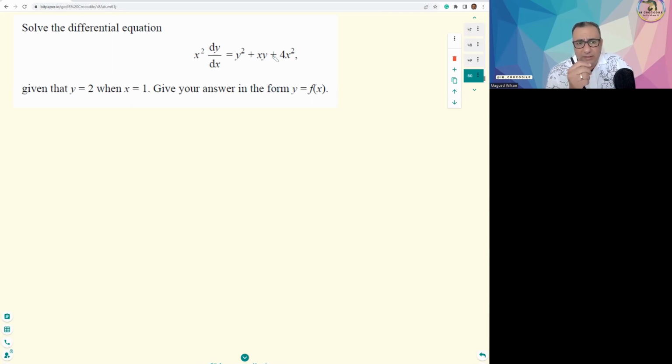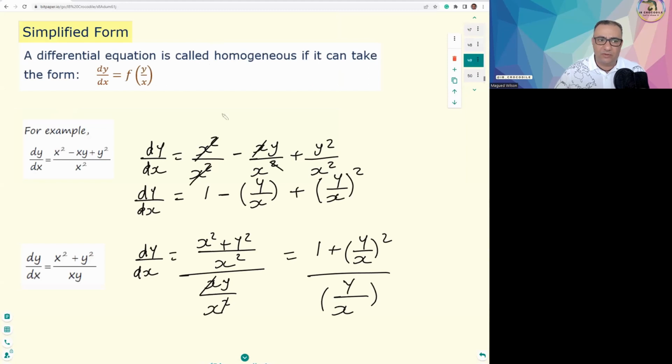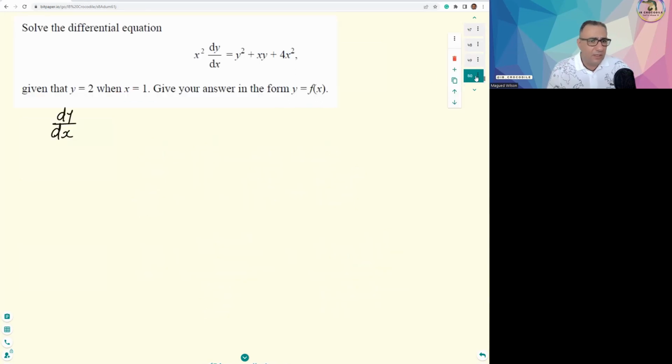And so let's try and see if we could rewrite this as a function of y on x. If so, it will be a homogeneous equation. So what I'm going to do is divide both sides by x squared, so I end up with dy by dx by itself, because this is the form. Here we need to respect the form: dy by dx, nothing multiplied by dy by dx, and then we have f of y on x on the right hand side. Okay, so let's do that.